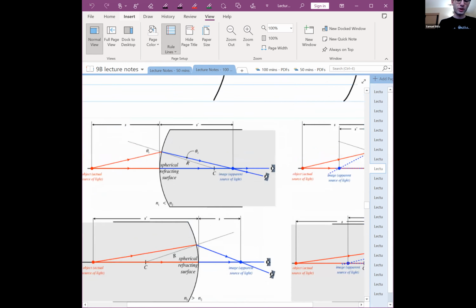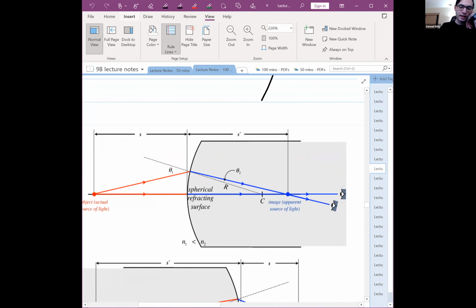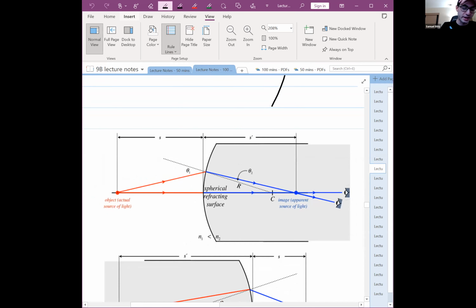All right, so let's start with the first case. Here you have water in the gray, and air in the white. You have a lower index of refraction on the left, and a higher index of refraction on the right. And then you put an object on the left side. We always treat our objects on the left side.